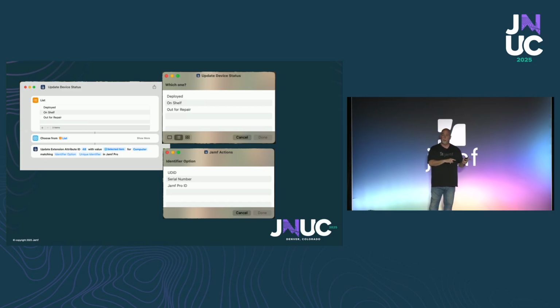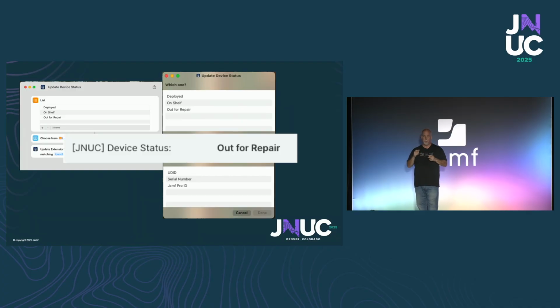So he went out to concepts.jamf.com. He found Jamf Actions, which is a shortcuts plugin, if you will, that allows you to create a shortcut in the menu bar on a Mac that you can use for doing stuff like this. And so he utilizes this. I've got a video of this, so you'll see it in action in a sec. And it gives his staff the ability to just change that status to out for repair. They don't have to go into the Jamf console. They can do it real fast and be able to update that information.